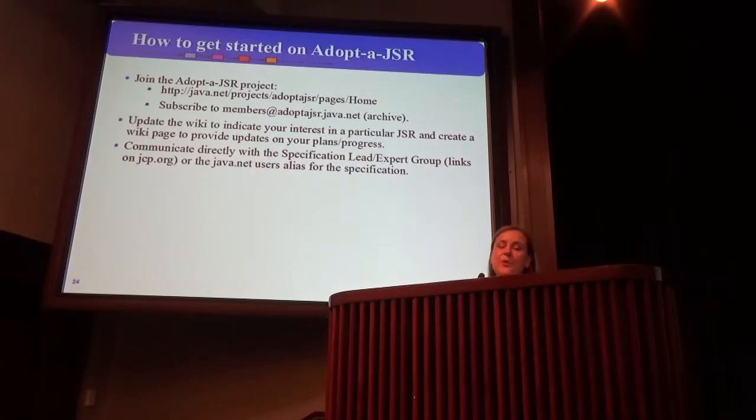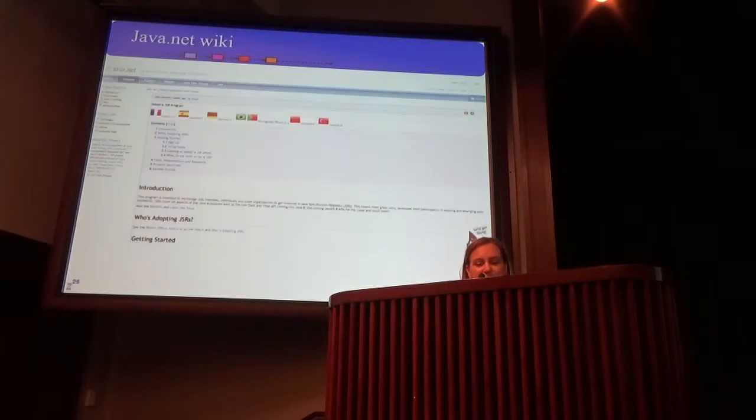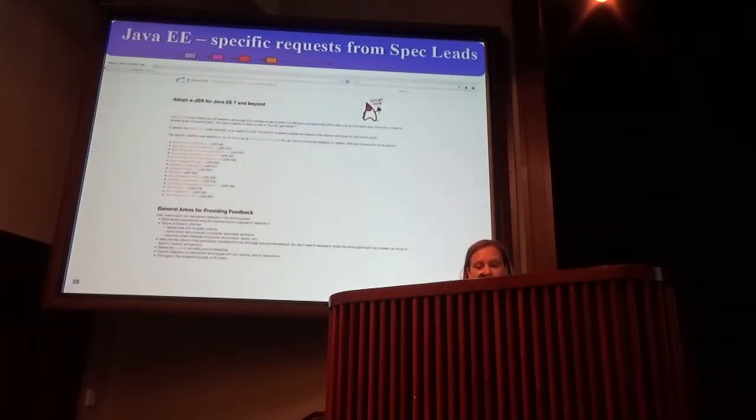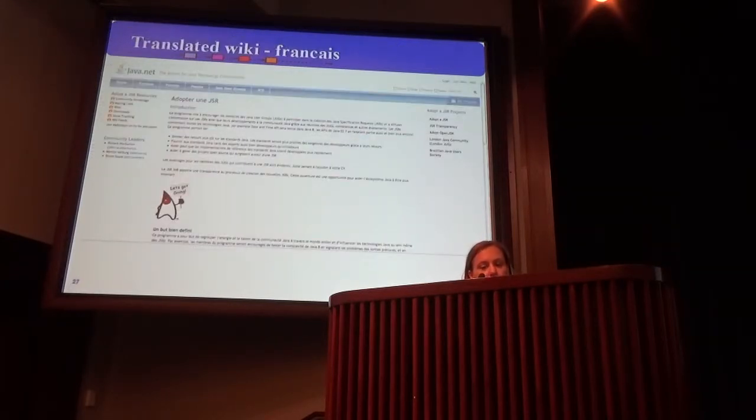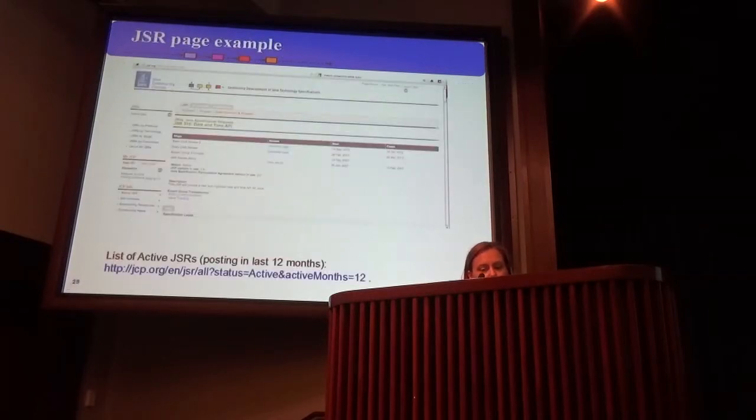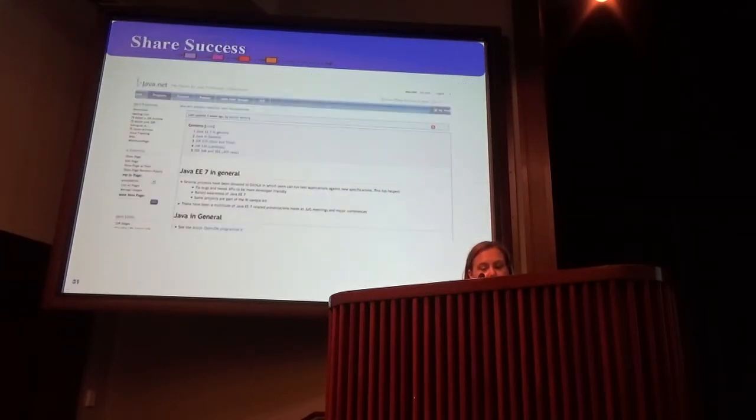The wiki page on java.net, there's an Adopt-a-JSR project, and that has their how to get started, or getting started with Adopt-a-JSR. So obviously the first thing you do is join the project if you're interested, and then you would start to work with the spec leads of the JSRs after you've decided which JSRs you might be interested in. That walks you through the steps that you would do. That's all on the java.net wiki.